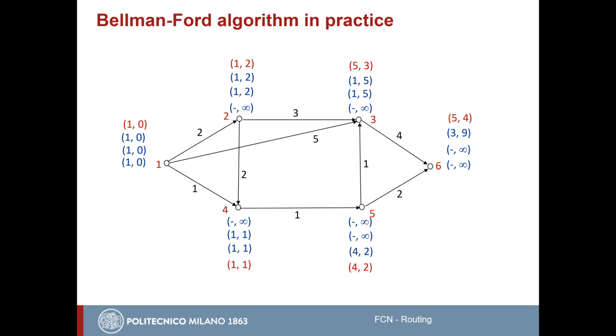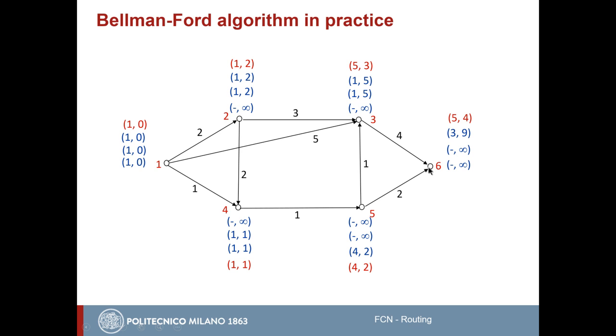Next and last step: node 1 doesn't change, node 4 doesn't change, node 2 doesn't change. Node 3, now we also have a new neighbor which had a finite distance, which is node 5, and the distance was 2 plus 1, equal to 3. 3 is less than 5, so we update it. The previous node is now 5.